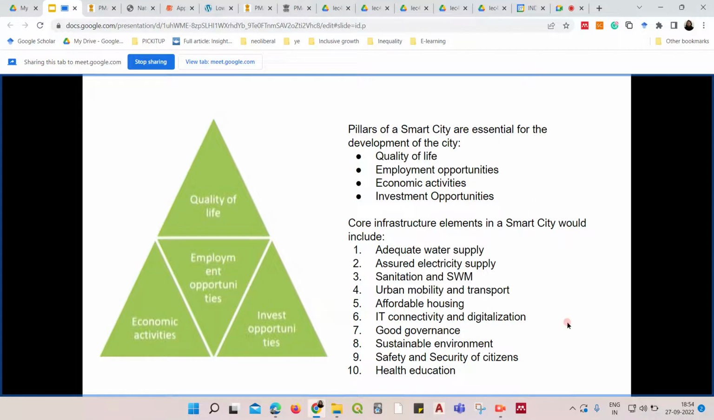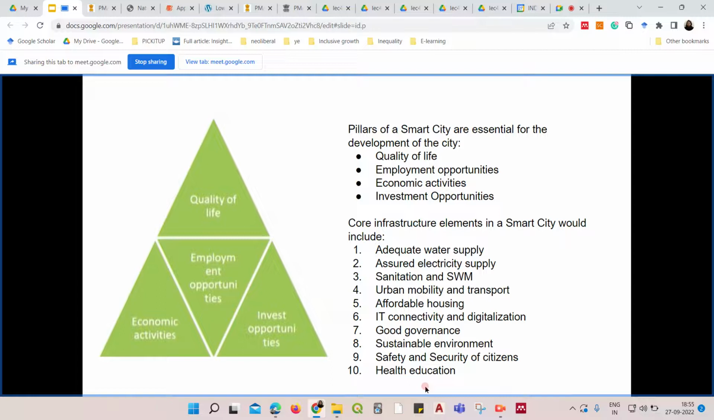Coming back, another way you can answer this question is you can look at the core infrastructure elements which, in the context of Indian smart cities, are considered as part of the infrastructure a smart city has. So we have adequate water supply, assured electricity supply, sanitation and SWM, urban mobility and transport, affordable housing, IT connectivity and digitalization, good governance, sustainable environment, safety and security of citizens, and health and education.